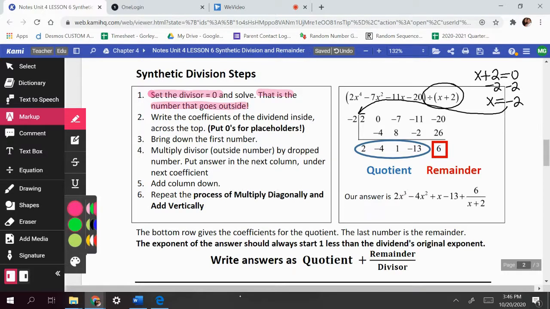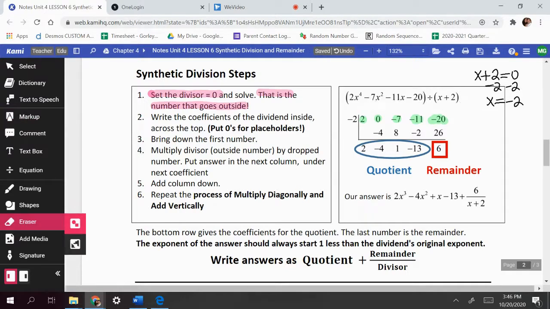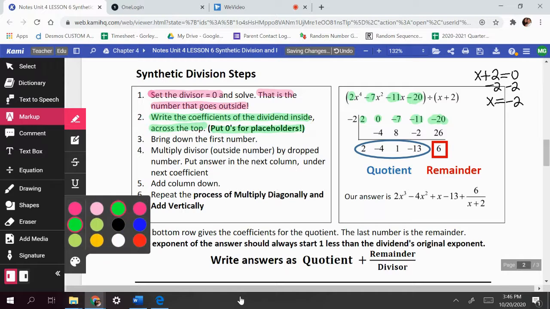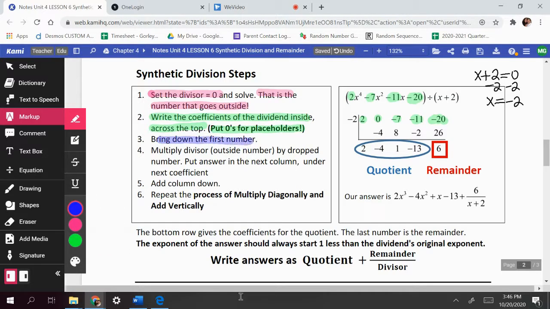Then how do I get these numbers? The 2, the 0, the negative 7, the negative 11, and negative 20. How do you think that I get those numbers? From right here. The 2, we had to put a 0 placeholder because there was no x cubed term. Negative 7, negative 11, and negative 20. They're just the coefficients of your polynomial. So it says write the coefficients of the dividend inside across the top, putting zeros for placeholders. Then we had to bring down the first number. You can see that the first number was 2, and I just brought it down.